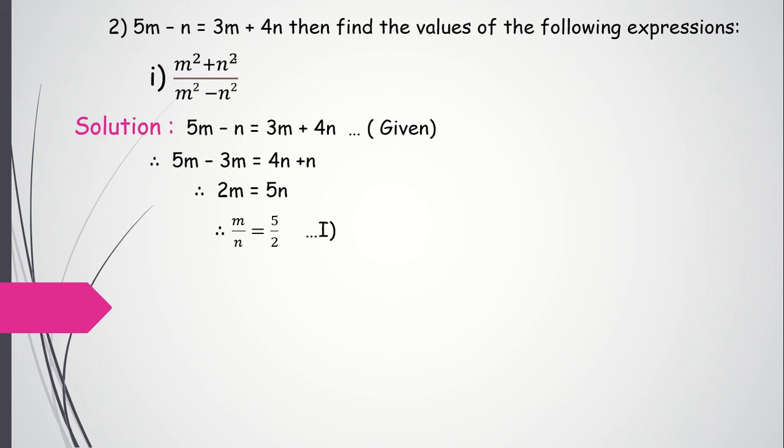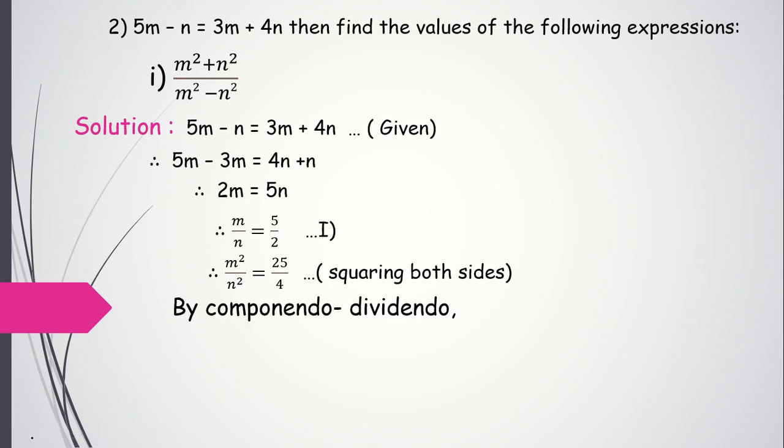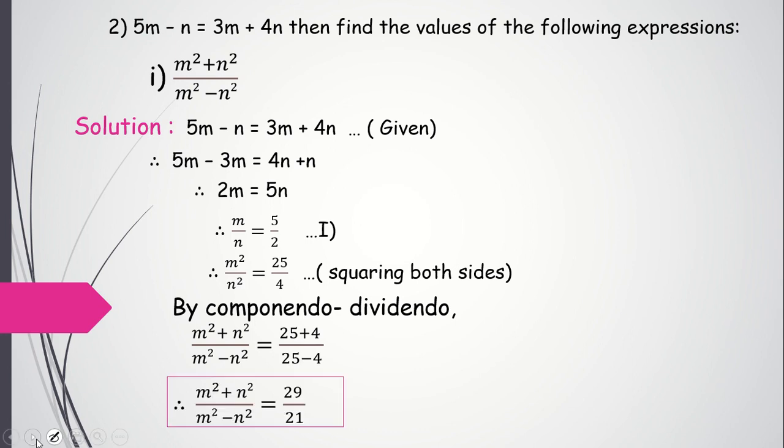Now I need m square and n square. So I will say squaring both sides. We know this already, right? Squaring both sides. So I will get 25 upon 4. Next, plus minus is there, means this is componendo dividendo. So by componendo dividendo we will get numerator plus denominator upon numerator minus denominator. So this side also 25 plus 4, 25 minus 4. So I get the value of this ratio 29 upon 21.